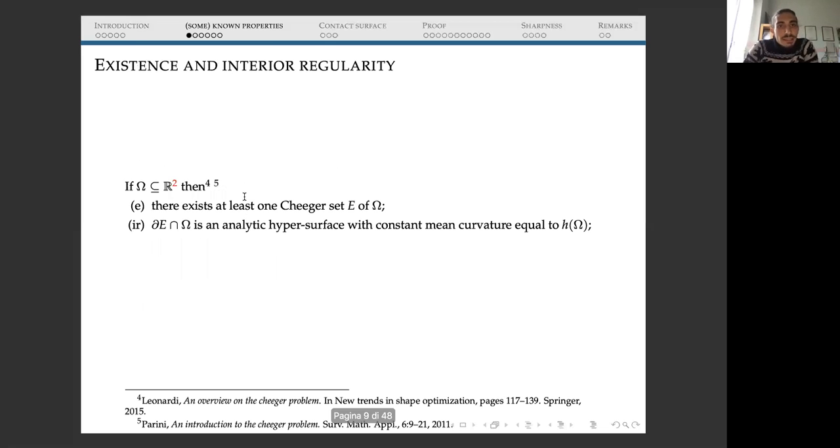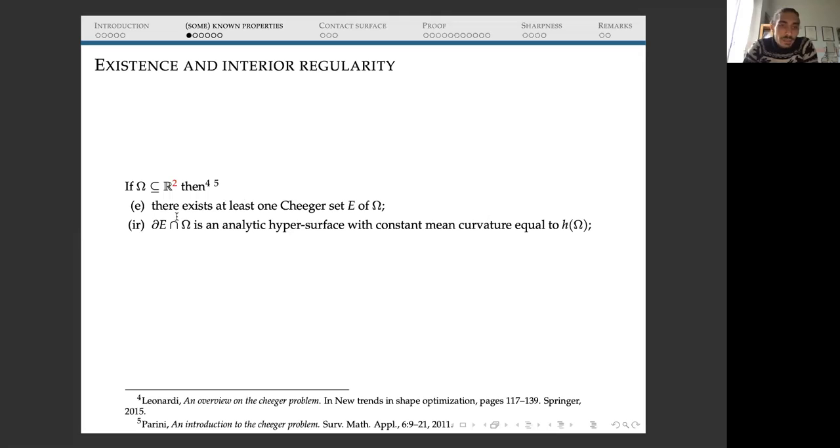Okay, so let's immediately start with the existence and interior regularity property. A very easy property is that given a bounded open set omega in R^d, you can find at least one Cheeger set. This is just the direct method of calculus of variations and lower semicontinuity of the functional under study.